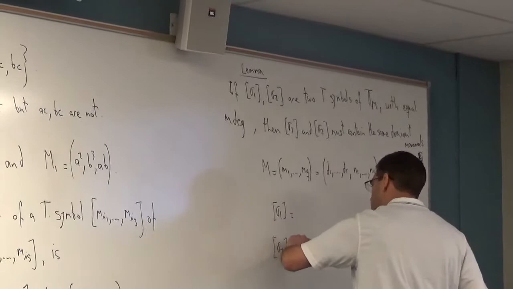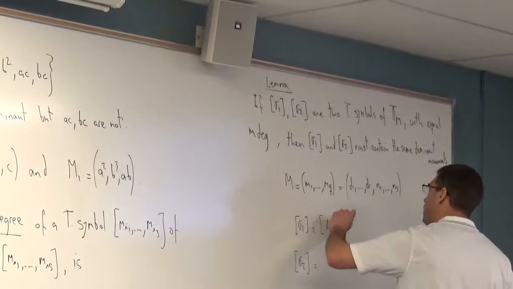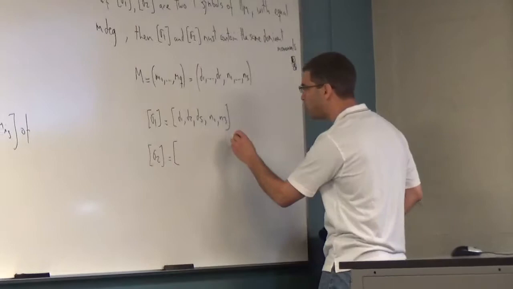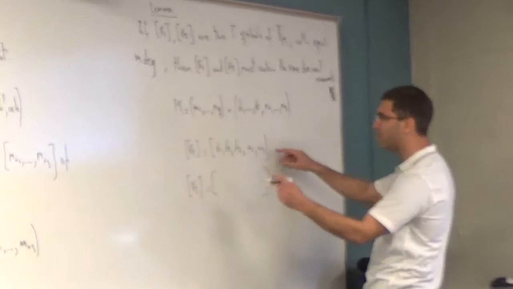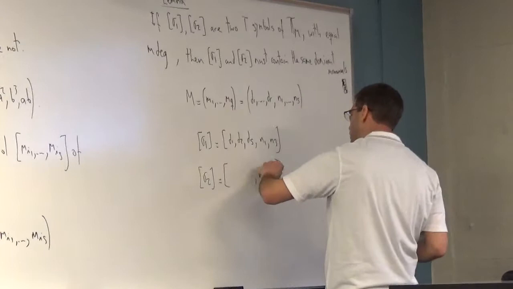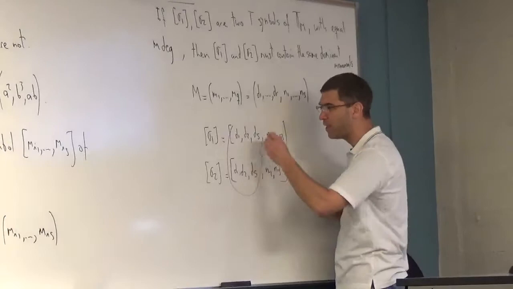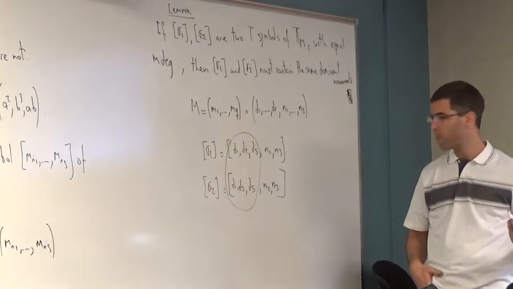And now suppose that sigma 1 is D1, D2, D5, N1, N3, this Taylor symbol. This is just an example, right? Well, since sigma 2 has the same multi-degree, according to the lemma, sigma 2 may differ from sigma 1 in the non-dominant monomials that it contains, let's say N2, N3, something like this. But the dominant monomials must be the same, D2, D5, right? So the lemma says that if two Taylor symbols have the same multi-degree, they contain the same dominant monomials, correct? Now we are ready to prove the main theorem.